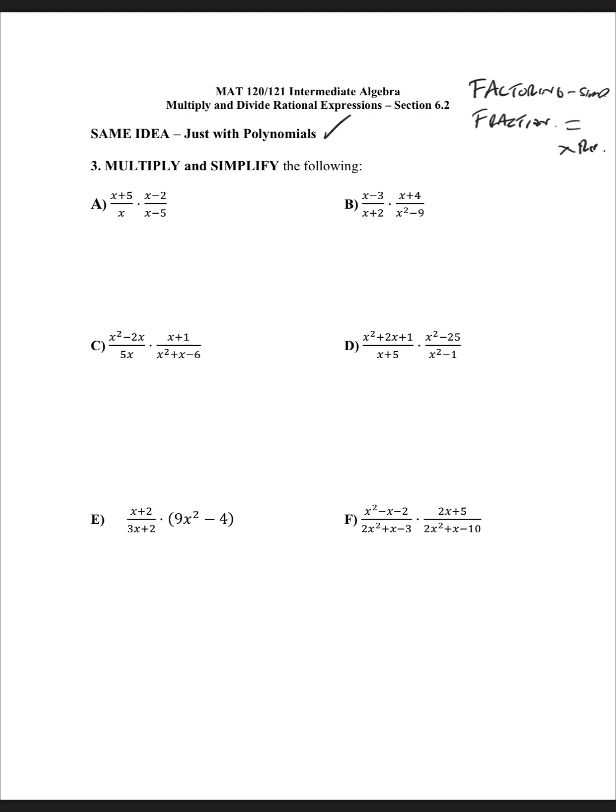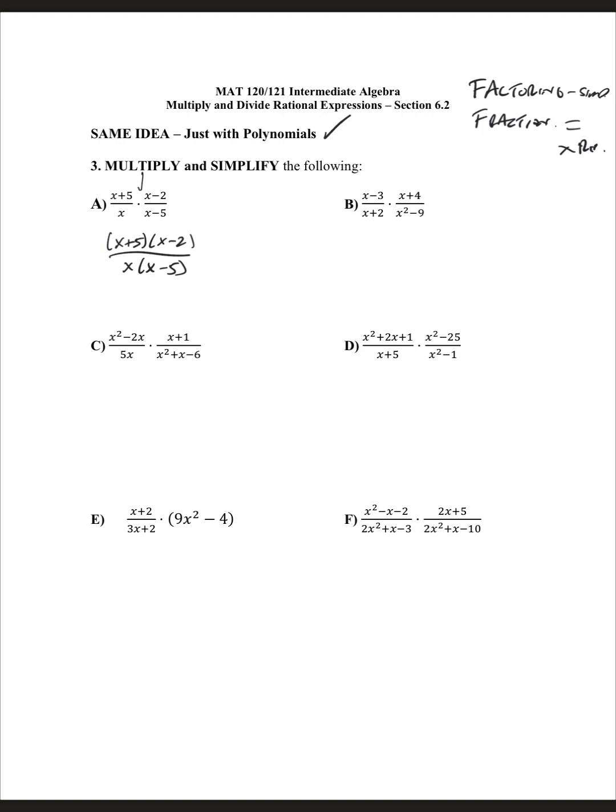So on the very first one, we're being asked to multiply. That's what that little dot right there means. So how do we multiply? Just simply straight across. One numerator to the other numerator, and then one denominator to the other denominator. So that's it. We're being asked to multiply.